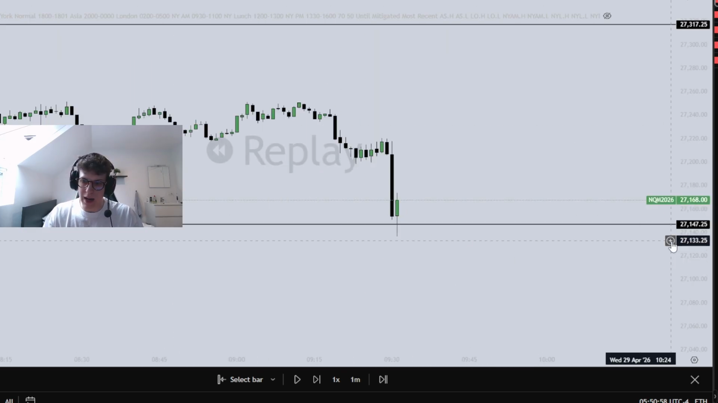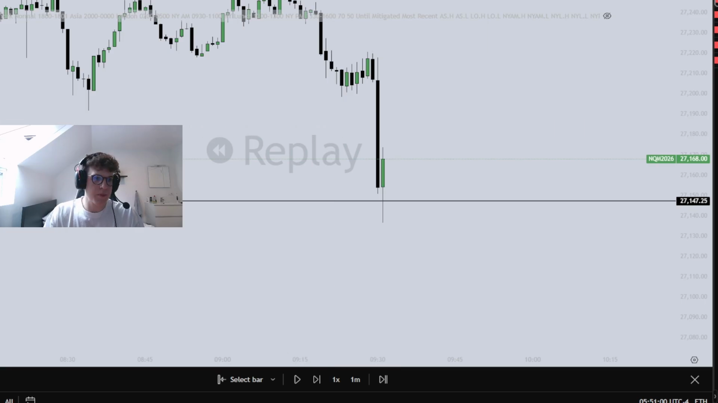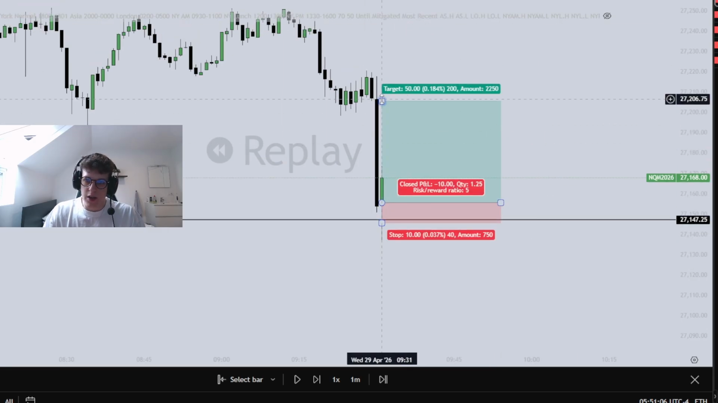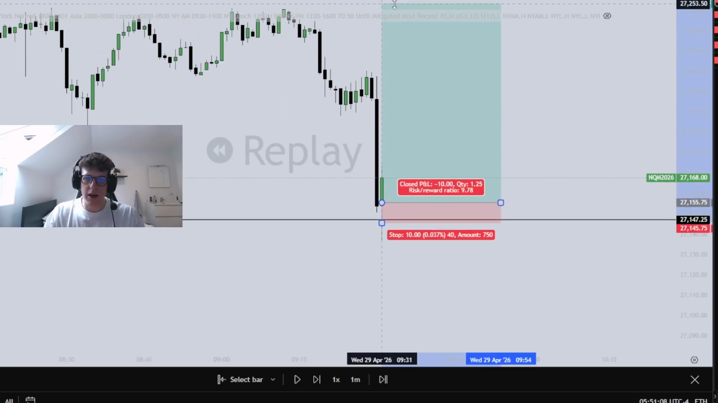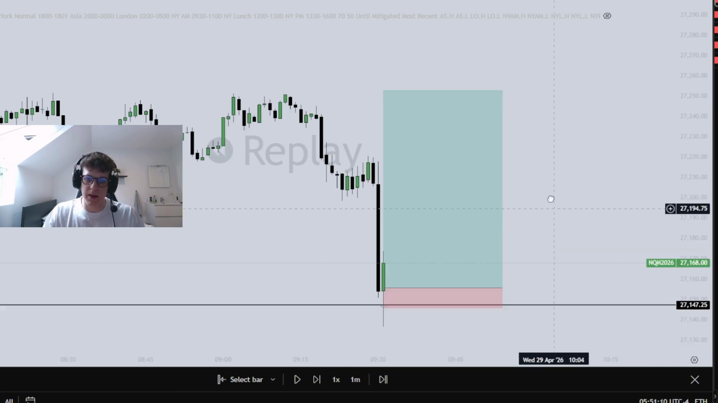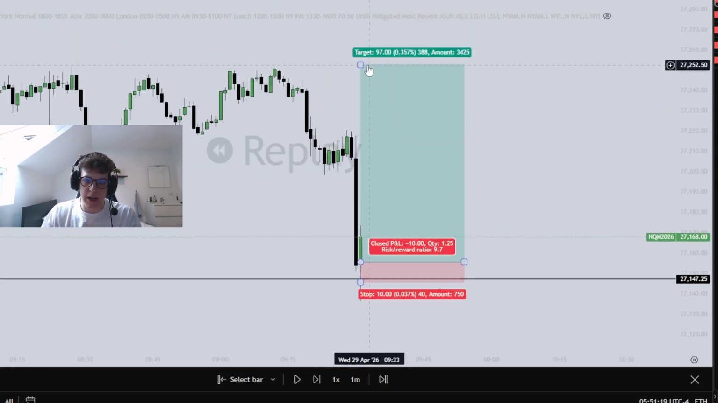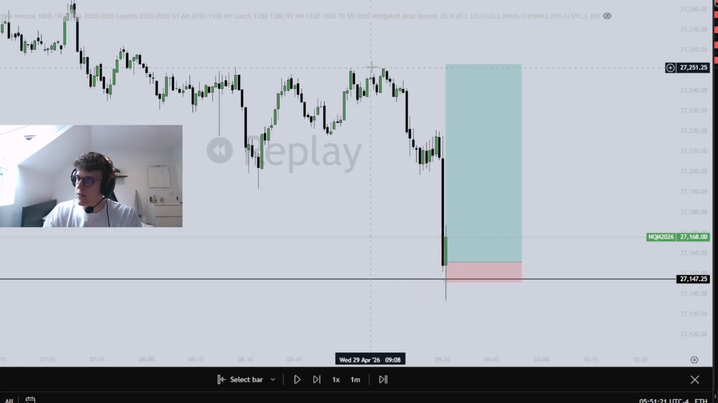I did enter here. I entered pretty early around this, targeting all the way up here, but I got broke even on this one. Pretty early entry, but I was pretty confident, targeting a key level I had up here.